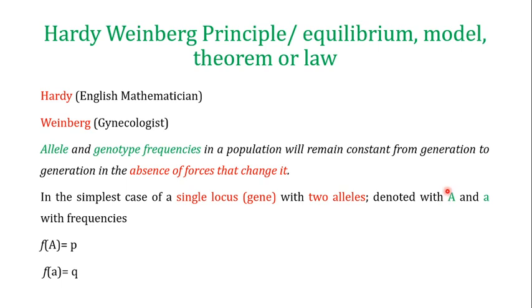Usually when we use the capital letter, we represent a dominant trait, and if we use a small letter, we use it for the recessive allele. So you have got a single gene and two alleles. If you talk about the frequencies of these alleles, you can represent that by F for the frequency. Let us represent the frequency of the capital A by small p, and the frequency of the small a by small q. Now these are the alleles. You are talking about the allele frequencies.